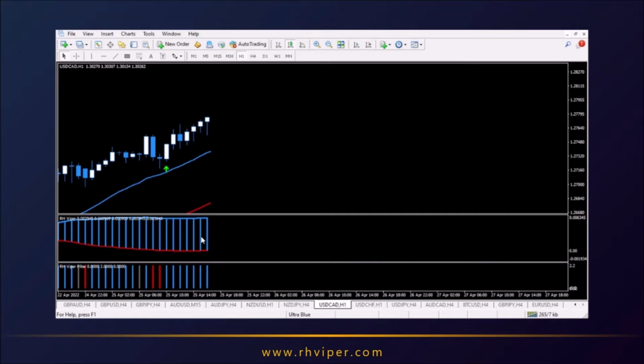The RHViper indicator is bullish. We've got the blue line of the Viper indicator above the red line, and it doesn't much matter what the RHViper filter is doing, but it's blue. What we need to do now is wait for the price to come back and touch that blue moving average. Okay, so we've got that market moving back and it touched that blue moving average.